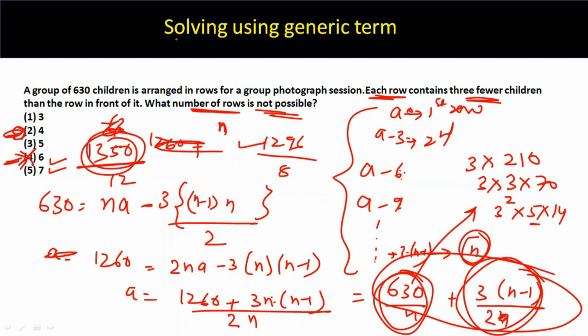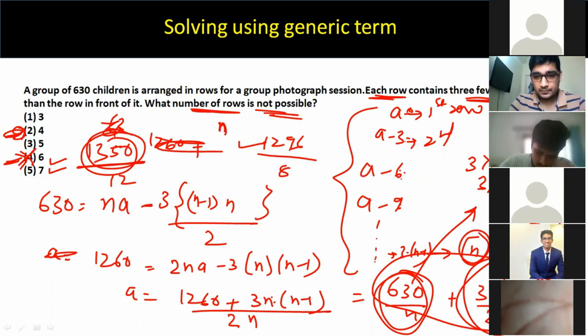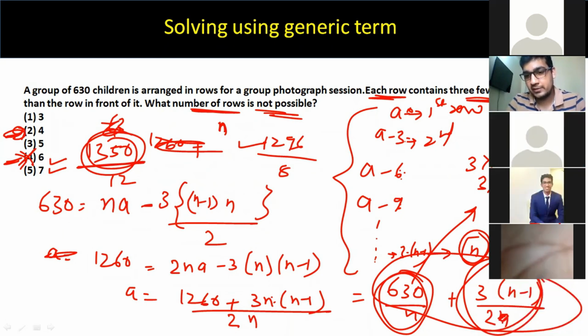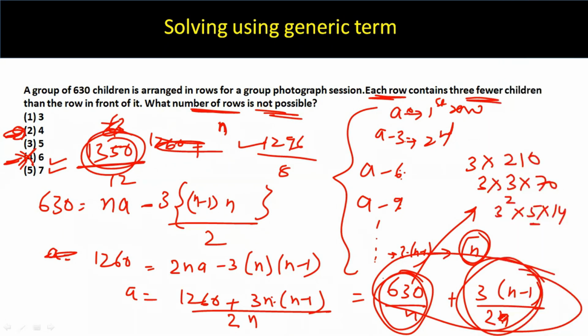So, can we say that for n equals to 6, one of them is an integer and the other term is a fraction, so it is not possible? Yes, that also you can directly do. 630 by n is an integer, but the other one will be a fraction, so it's not possible. You can basically play around with this to find out ki kaun si value ke liye this is a fraction.